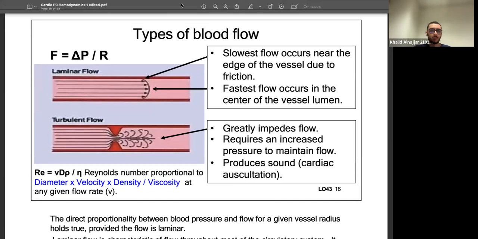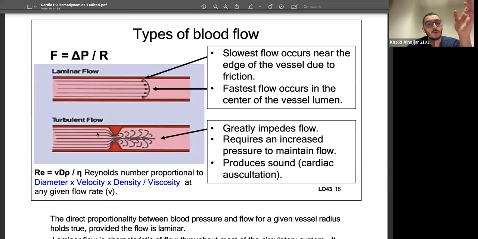Right. Different types of flow. We have two types of flow, basically, laminar flow and turbulent flow. What's the difference? Normal flow is the laminar flow. As you can see by the figure here, this is a normal vessel with normal blood. This is how the normal blood flows, towards downwards or upwards, whatever, but in a laminar pattern. An organized fashion where the fastest flow is in the center of the vessel lumen, and the slowest flow is at the edge of the vessel due to friction.